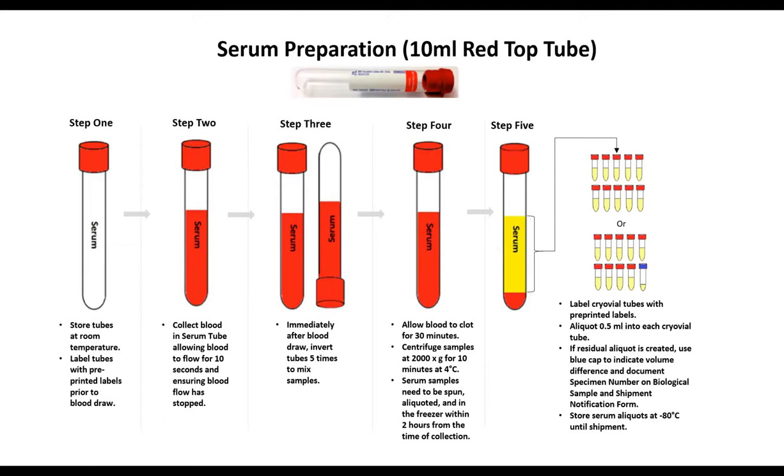After you have inverted the tube 5 times, you'll need to allow the blood to clot for 30 minutes. You will then centrifuge the samples at 2000 G for 10 minutes at 4 degrees Celsius. The serum samples will need to be spun, aliquoted, and in the freezer within 2 hours from the time of collection, so please keep that in mind. Sometimes it can take a little bit longer than 30 minutes for the serum to clot, and that's okay, so just keep an eye on it, but also keep that end time point of 2 hours in mind.